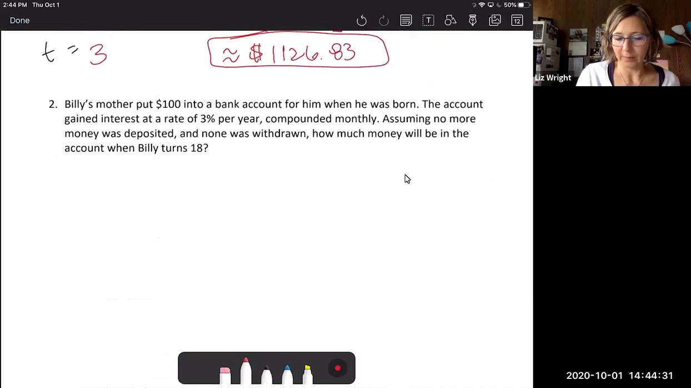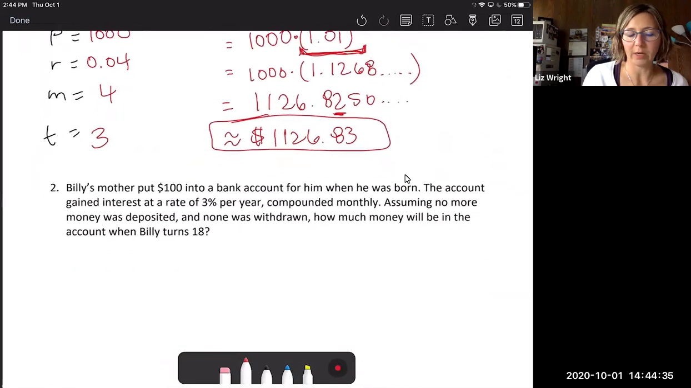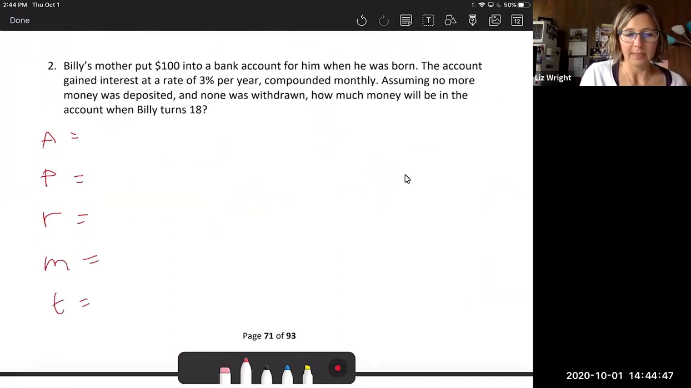So let's try this one. Same thing, we're going to use our same formula. So we've got our same variables of A, P, R, M, and T. And it says Billy's mother put $100 into a bank account for him when he was born. Okay, so that means that's our principal. The account gained interest at a rate of 3% per year.